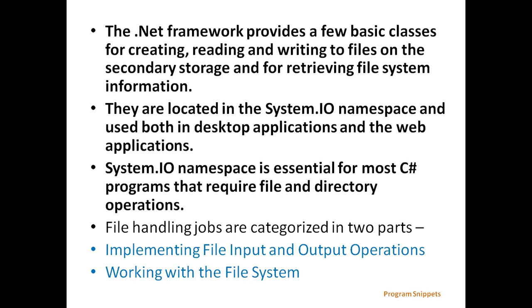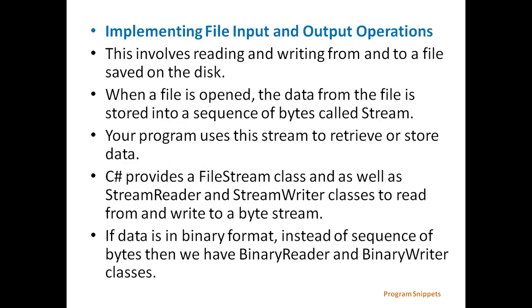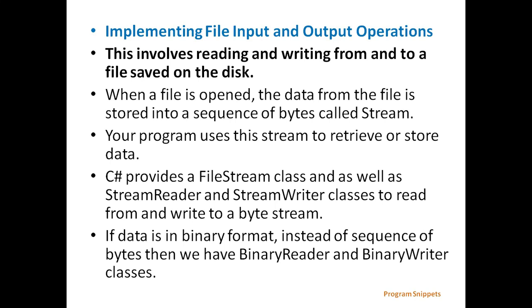System.IO namespace is essential for most C# programs that require file and directory operations. File handling jobs are categorized into two parts. First is implementing file input-output operations and other is working with file systems. First we'll see implementing file input and output operations. This involves reading and writing from and to a file saved on the disk.